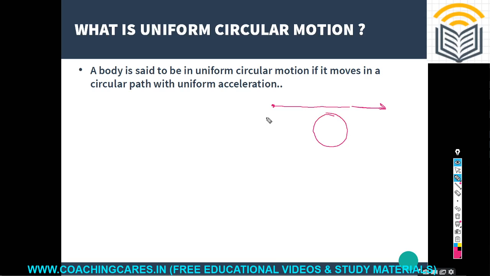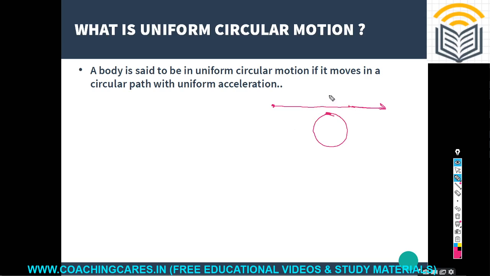A body is said to be in uniform circular motion if it moves in a circular path with uniform acceleration. Yes, circular motion is definitely the motion when a body moves in a circular path. But when we say uniform circular motion, then the body moves in a circular path with a uniform acceleration. How does it happen? Just see this example.